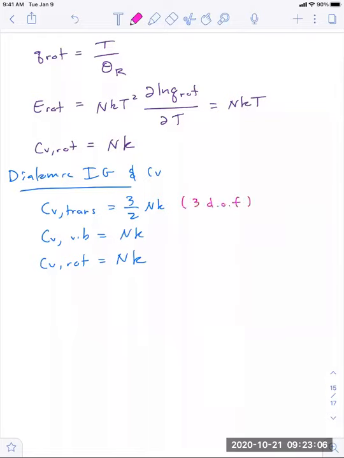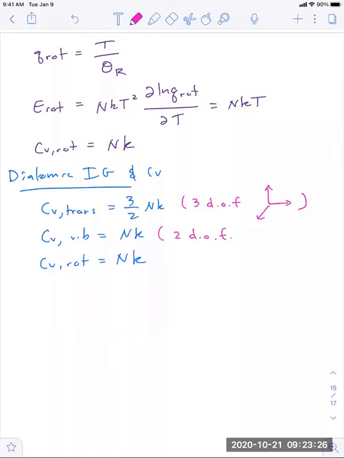So we get half of a kT in the energy, which means we get half of a nk in the total heat capacity. And there are 3 degrees of freedom for translations. So that's why we get 3 times 1/2 nk, and that's related to doing translations in our 3D space.